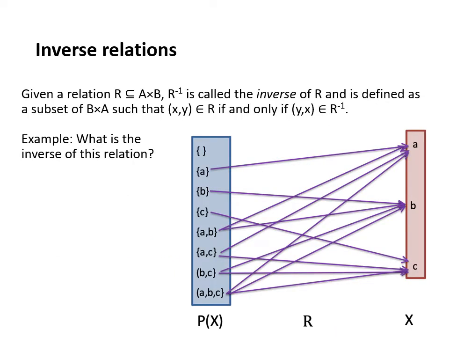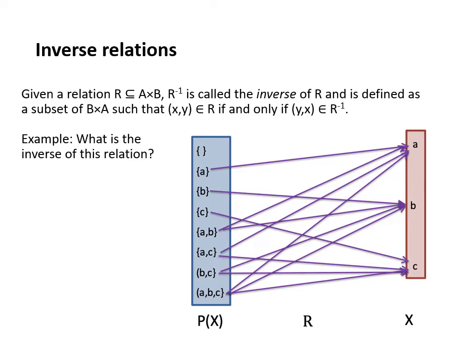So let's first specify inverses of relations. So given a relation R that is a subset of A Cartesian product with B, R minus 1 is called the inverse of R and is defined as a subset of B Cartesian product with A, such that the pair (x, y) is an element of R if and only if the pair (y, x) is an element of R minus 1. So here is an example.